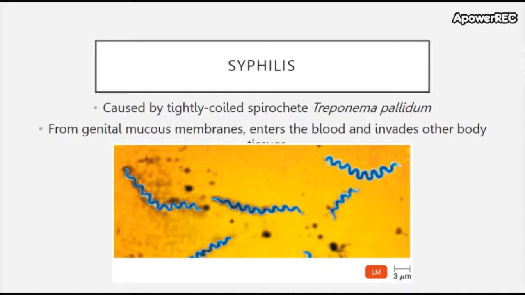Syphilis is caused by the tightly coiled bacterium, a spirochete called Treponema pallidum. From genital mucous membranes, it enters the blood and invades other body tissues. The spirochete morphology allows them to swim and navigate between the fluid of cells. And it's been steadily increasing in the US for the past 17 years now. It's also difficult to diagnose, and the technique depends upon the stage of the disease.